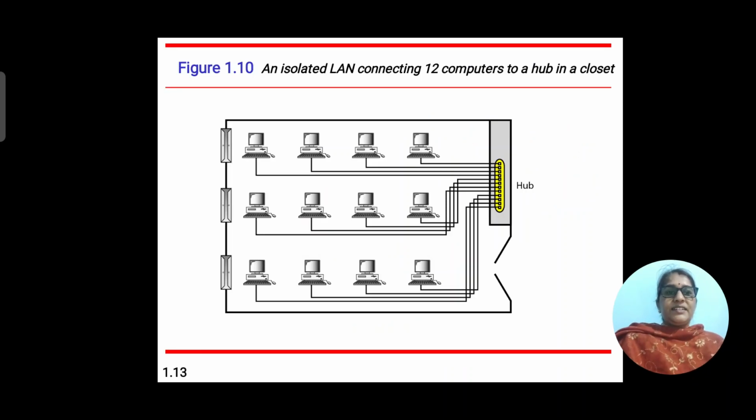So an isolated LAN connected 12 computers to a hub in a closet. As I told, the LAN, that is a local area network, uses the topology of bus, ring and star. In this slide we have the figure in which a hub is connected to the computers in a 3 lane using a single link.